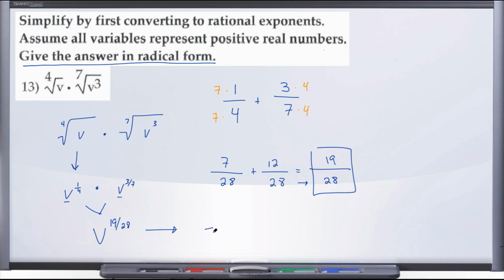But because they want the final answer in radical form, let's go ahead and take this rational exponent, convert it back to a radical. We know our base was v, so that's what's going to be under the radical. Our denominator is the root, and our numerator is the power. And so we have the 28th root of v to the 19th power. And there we have it, our final answer for number 13.